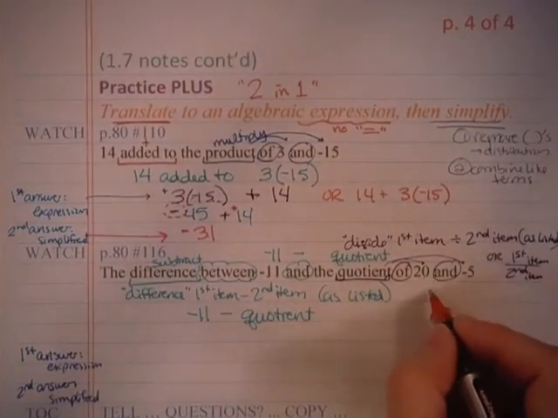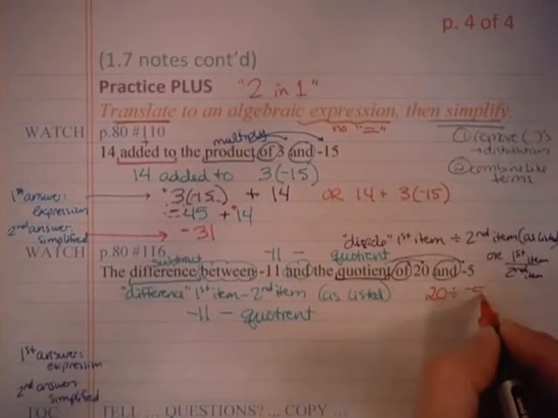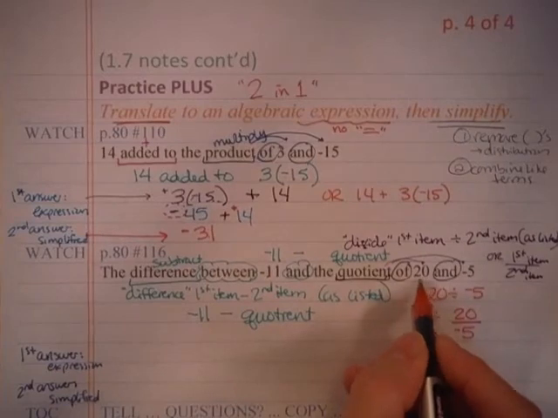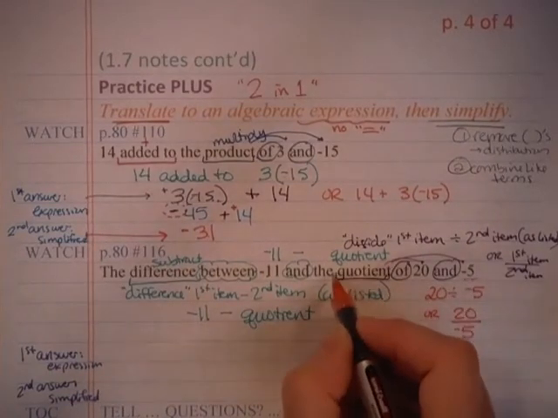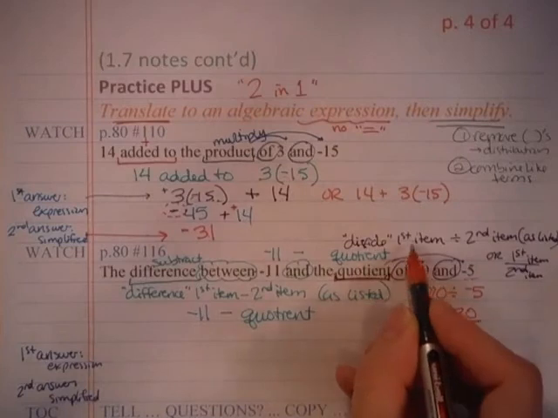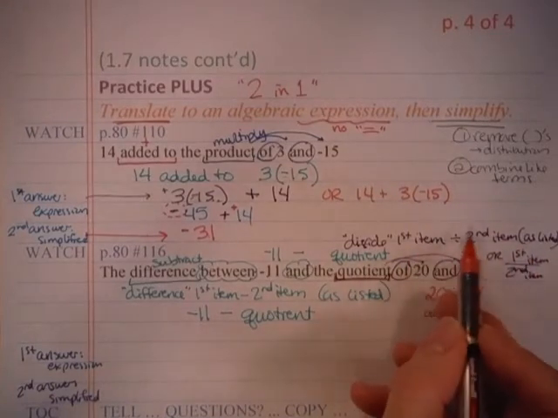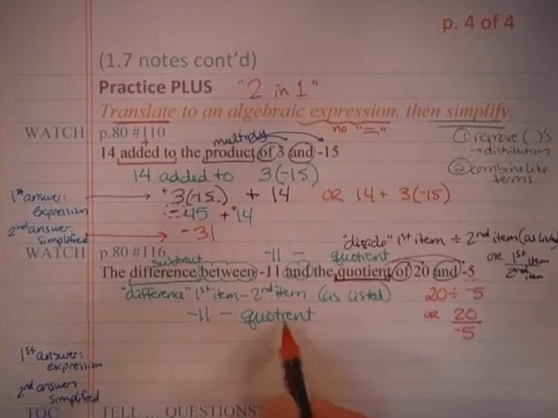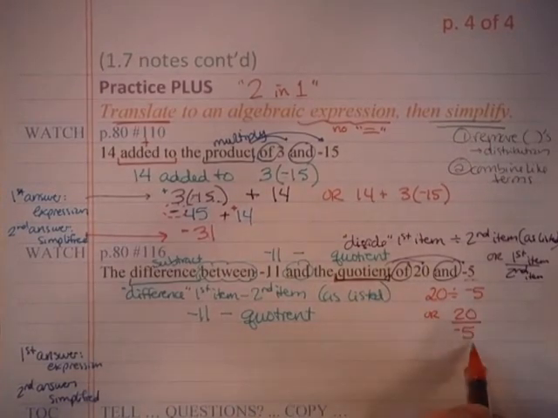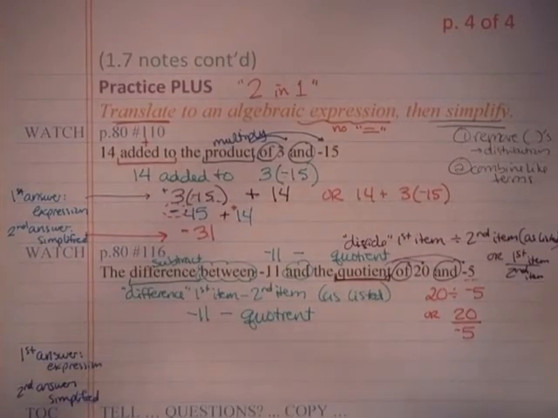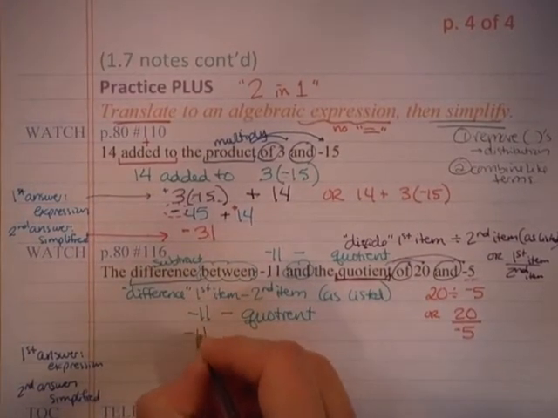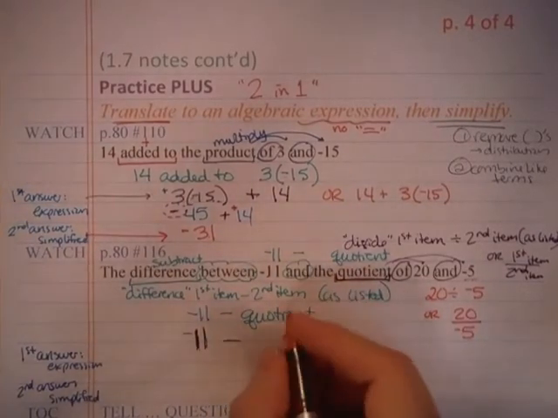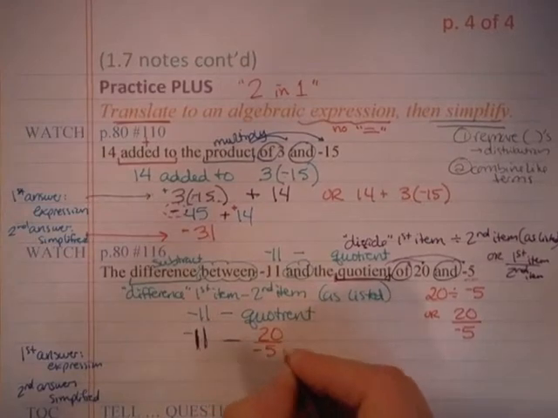So in this case we're going to do negative 11 minus the quotient. The quotient is going to be 20 divided by negative 5, or you could write that as 20 over negative 5, because 20 was listed first, negative 5 was listed second. They used the word quotient, which means we're just going to take it as they give it to us. First item divided by second item, which translates to first item on top, second item on bottom. So I'm going to replace quotient with that 20 over negative 5. So it becomes negative 11 minus this quotient, 20 over negative 5.